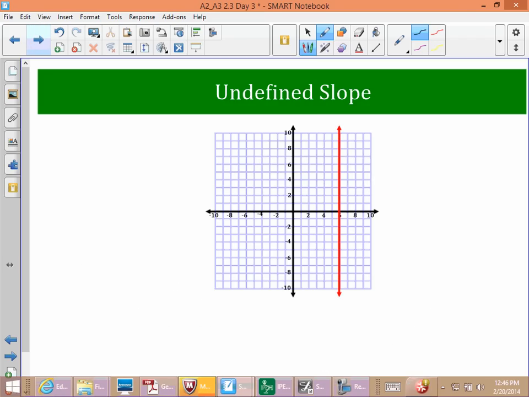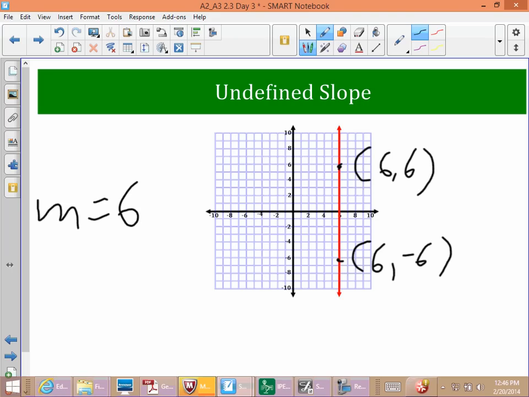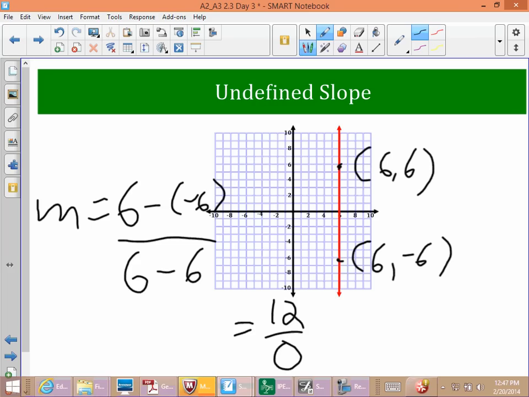Last one, undefined. An undefined slope, and I'll choose (6, -6). And I'm also going to choose the point, just to make it easy on myself, (6, 6). So for slope here, we have 6 minus a negative 6. That evaluates as 12. And then 6 minus 6 is 0. So we have 12 over 0. If I take any number and divide by 0, we cannot divide by 0. Therefore, this answer is undefined. So an undefined slope is a vertical line.